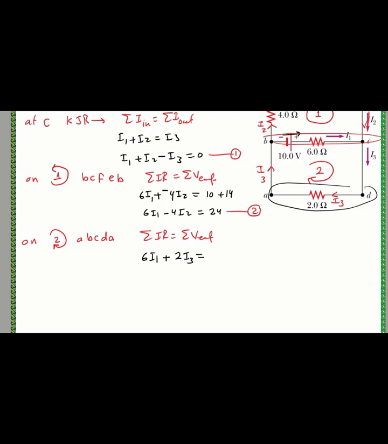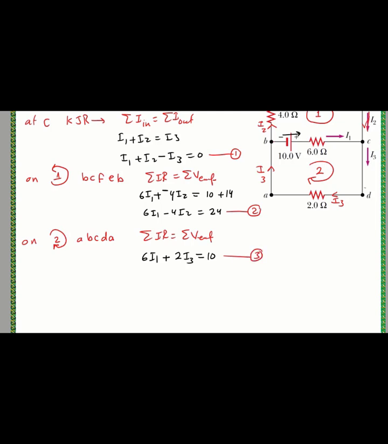Now I can look for the batteries. From A to B, no battery. From B to C, there is a battery, 10 volts, and it is in the same direction of the analyzing, so it is positive 10. From C to D, no battery. From D to A, no battery, so we are finished. This is the third equation.